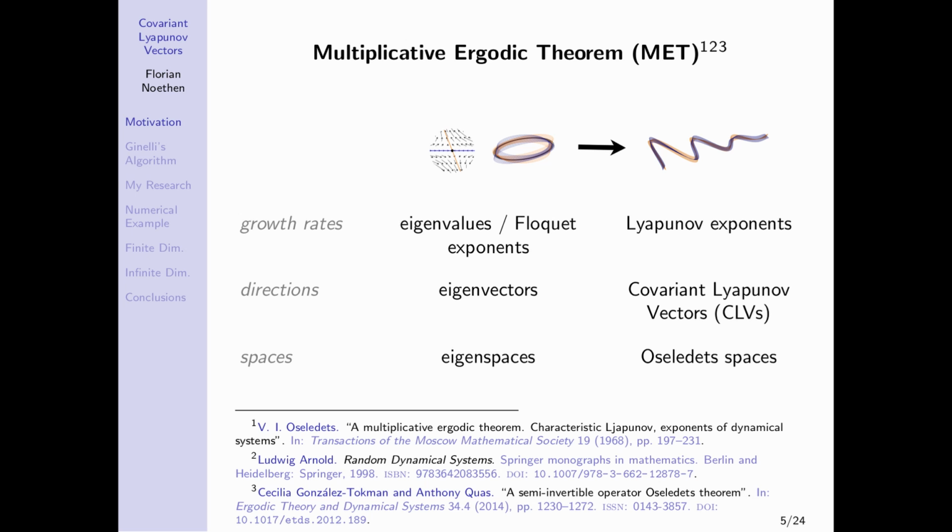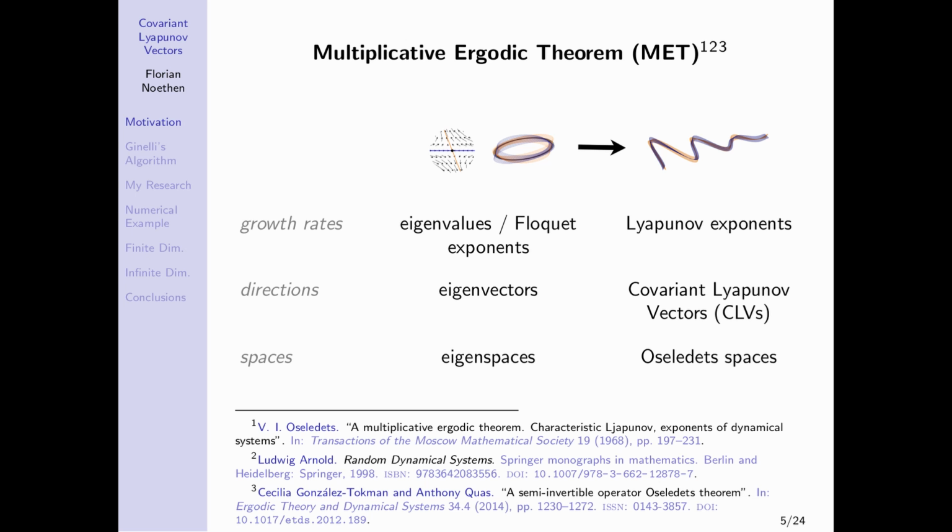The eigenvalues or Floquet exponents for steady states and periodic orbits now become Lyapunov exponents. The directions corresponding to those exponents, the eigenvectors, now are covariant Lyapunov vectors, and the spaces spanned by those vectors, the eigenspaces, now are Oseledets spaces. So we get a complete picture generalizing the classical stability theory to more general trajectories. However, note that the eigenvalues have an imaginary part, so there's also the rotation parameter encoded for steady states and periodic orbits. We don't have that for general trajectories. Lyapunov exponents are real, so they are missing the imaginary part and can only encode contraction or expansion.